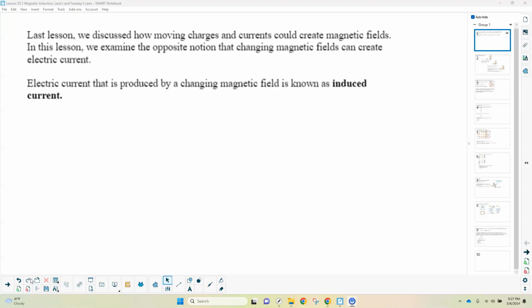It is possible. Electric current that is produced by a changing magnetic field is called induced current. Induced meaning the changing field created the electricity. It's not because of a voltage source. It's like magnetism created the electricity, just like electricity creates magnetism. So we'll talk about those ideas.